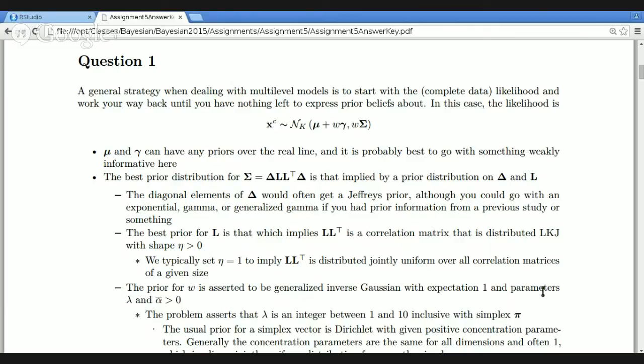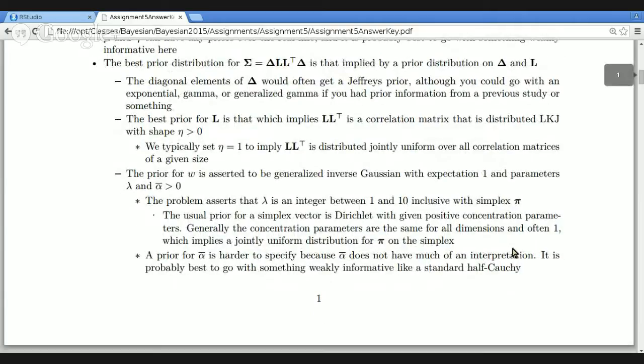Okay, so if that is a prior distribution for W, and we're going to restrict it to have a mean of 1, that pushes back the question, well, what should we choose for lambda? What should we choose for the prior distribution of alpha? Knowing that lambda needs to be an integer and alpha needs to be a positive parameter. And so the problem asserts that lambda is an integer between 1 and 10, basically has 0 probability of being anything else.